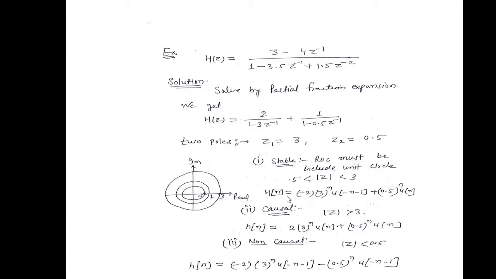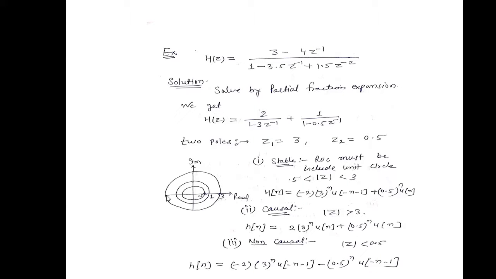Finally the result is h(n) equal to this one for the condition of stability. For the condition of causality, causal means the ROC must be to the right of the rightmost pole, or exterior to the outermost pole. And where is the outermost pole? 3 is the outermost pole. So the ROC must be exterior to this particular 3. Clear?